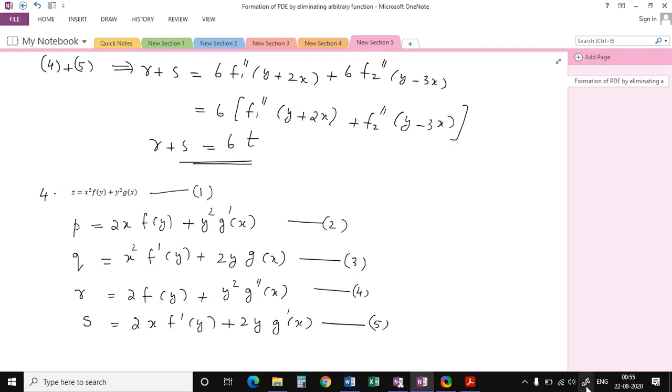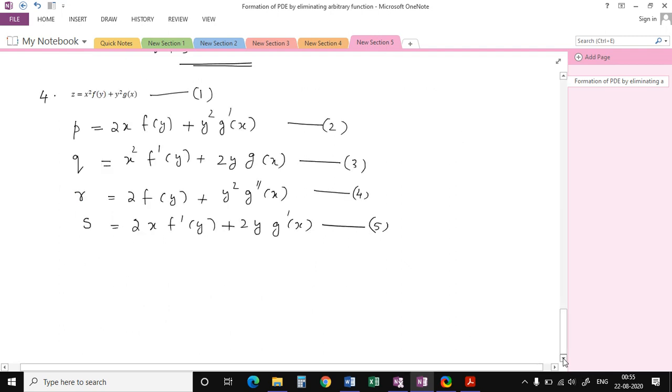So now we can obtain one more second order partial derivative, that is t. So t means dou square z by dou y square. So how will you get dou square z by dou y square? By differentiating q with respect to y. So that we can write here x square f double dash y plus 2 into derivative of y is 1, 2 into gx. So we got one more equation.